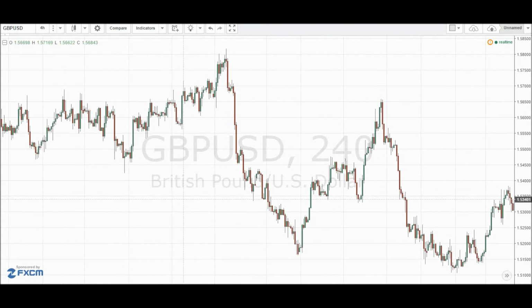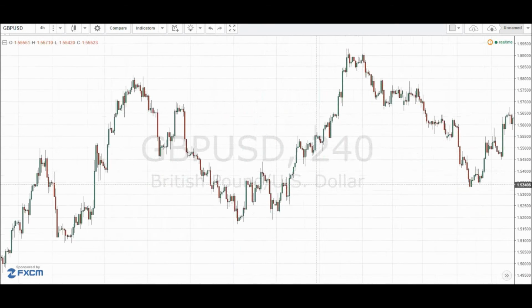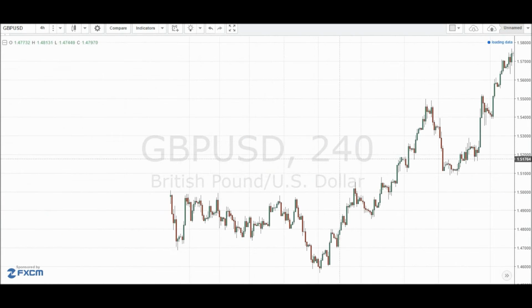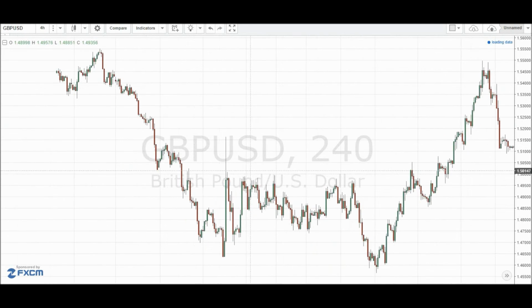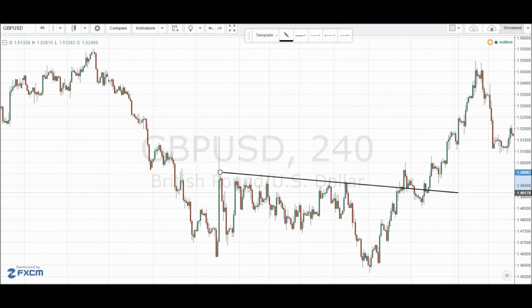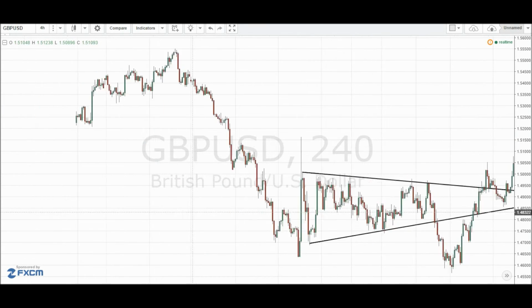This is the pound US dollar, and it's a 4-hour chart. We'll look at some more time frames in a minute. I want to try and find some really clear sort of triangles. We have something here. This is almost a symmetrical triangle. It could even be a symmetrical triangle, something like that. See, price is getting tighter and tighter, and we break to the downside.